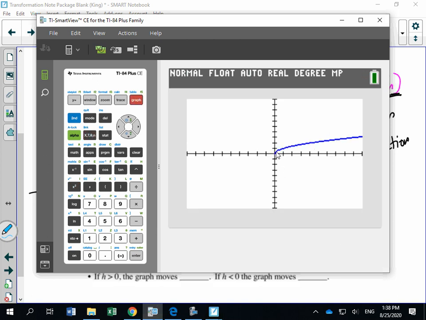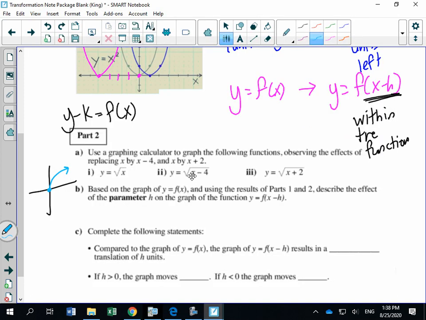Okay, so what's going to happen to this graph when the change is within the function? I'm not outside of the function. If I was outside of the function, I would have the square root of x minus 4, and that would be a down move 4. This is within the function.